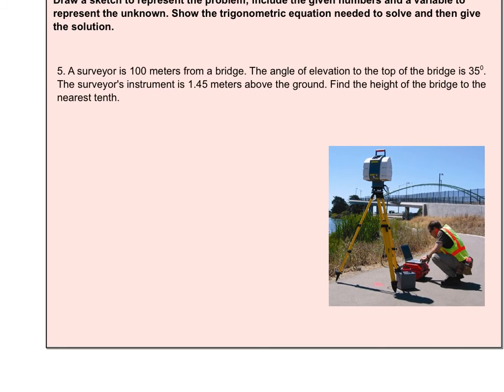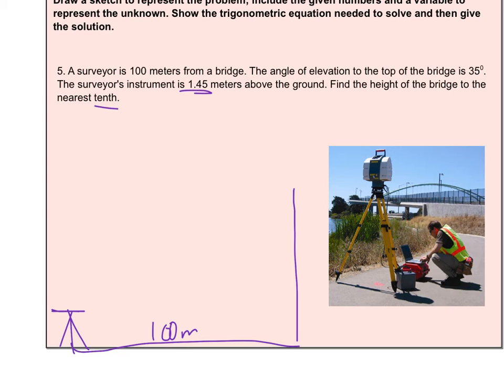Okay, last kind of problem we're looking at. Surveyor's 100 meters from a bridge. The angle of elevation to the top of the bridge is 35 degrees. The surveyor's instrument is 1.45 meters above the ground. Find the height of the bridge to the nearest tenth. So he's got this survey equipment. All right, it is 100 meters to the bridge.